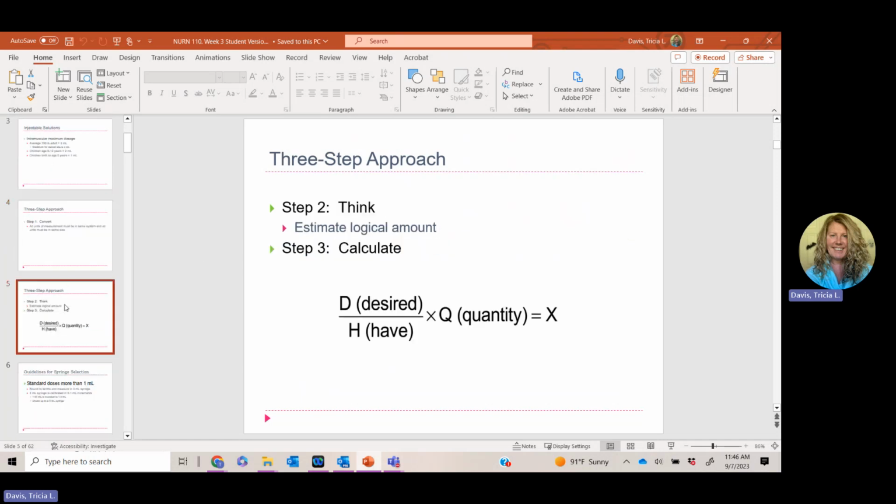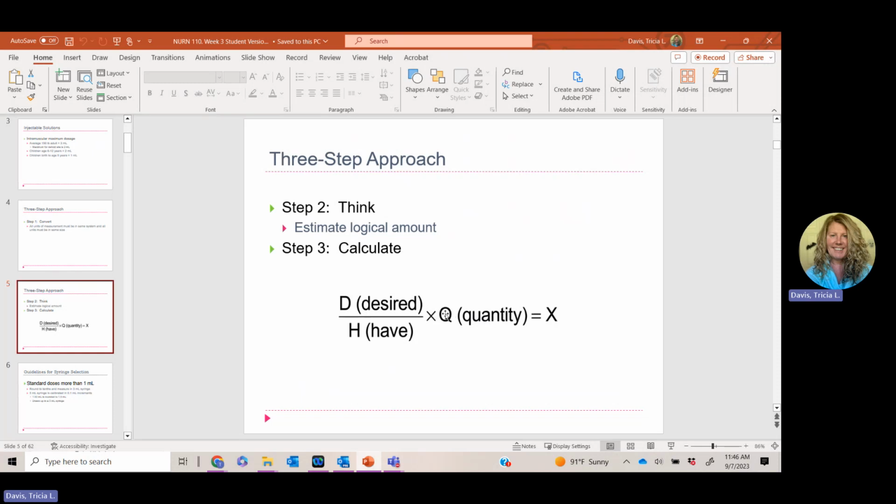That's our first step. Then we try to estimate a logical amount. For some of you, if you're a little bit familiar with medications, this might be easy for you to do. For some people, not so much if you're not familiar with medications, but have no doubt this will change as you get more experience. And then the third step is we calculate. So this is our formula right here. We use our desired over what we have, and then times the quantity.